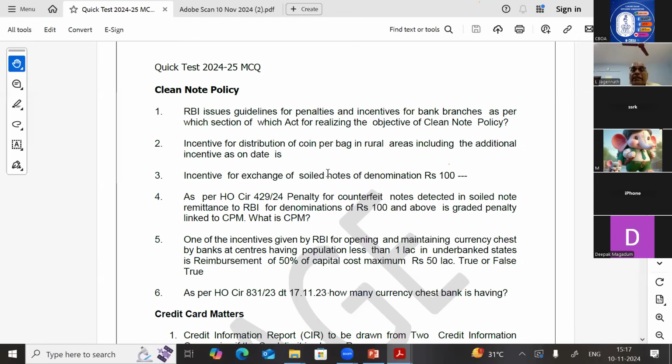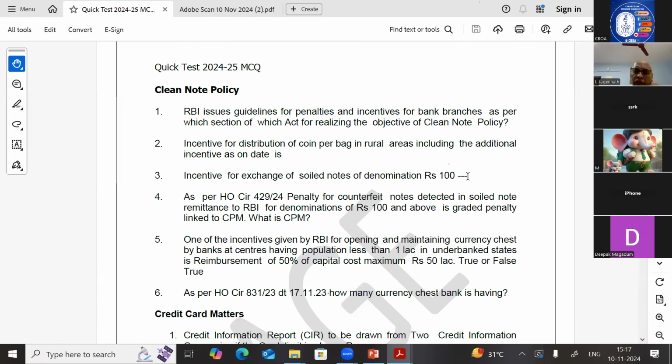RBI issues guidelines for penalties and incentives for bank branches as per which section of which act for realizing the objective of the clean note policy? Section 35A of BR Act and Section 45B of RBI Act. The incentive for distribution of coin per bag in rural areas, including the additional incentive as on date, is rupees 75.